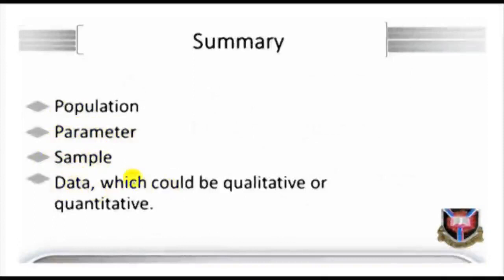The features which the members of the population possess that characterize their being called a population are referred to as parameter. A subset that is drawn from a population is a sample. Numbers, or a measurement used to represent or quantify observations during research, is called data, which could be qualitative or quantitative. End of study session 3.